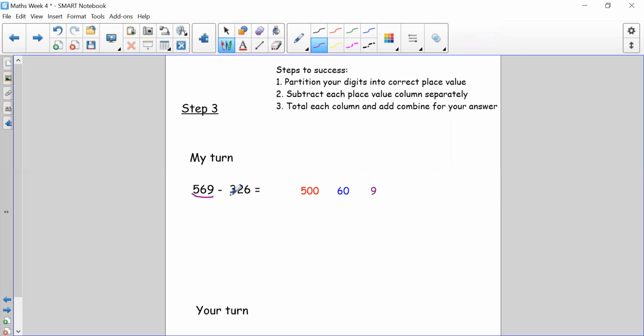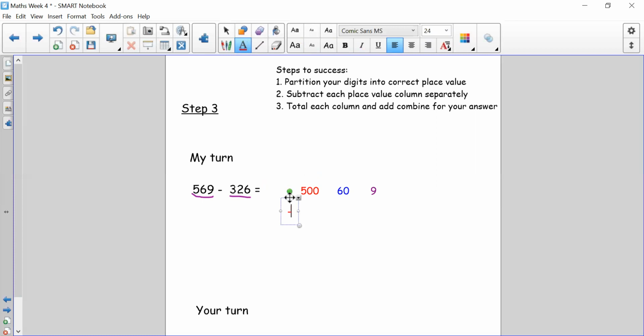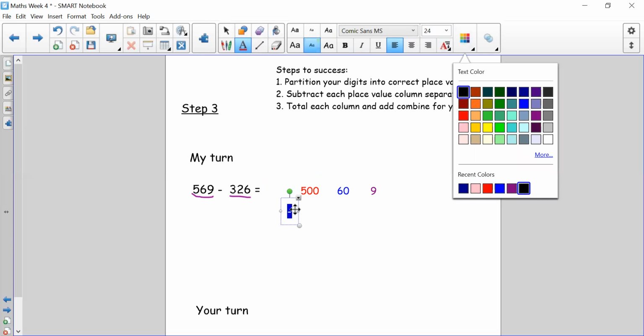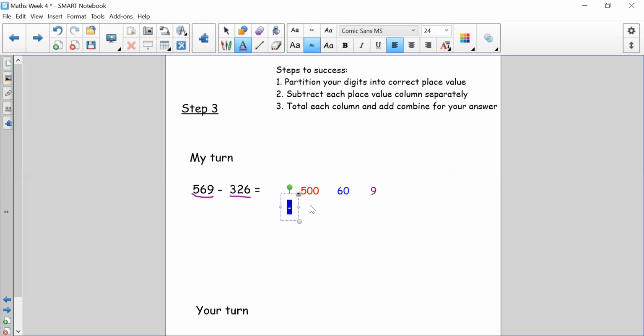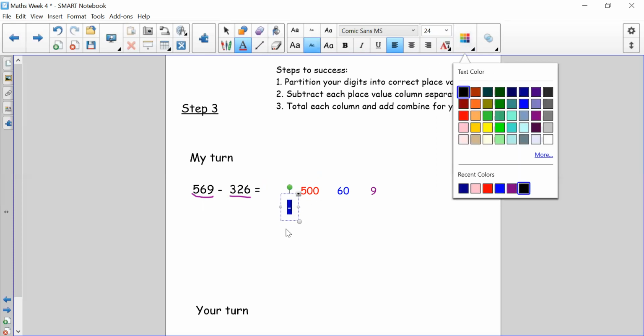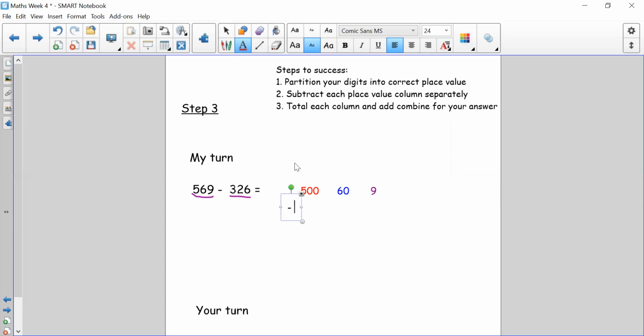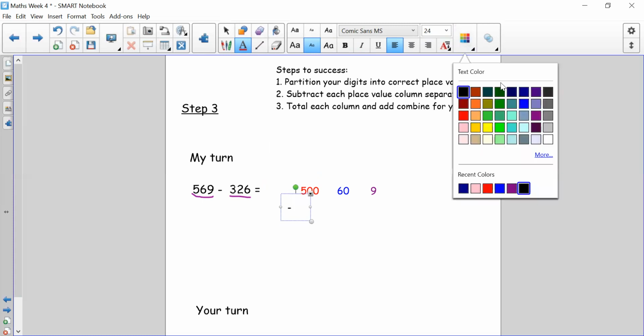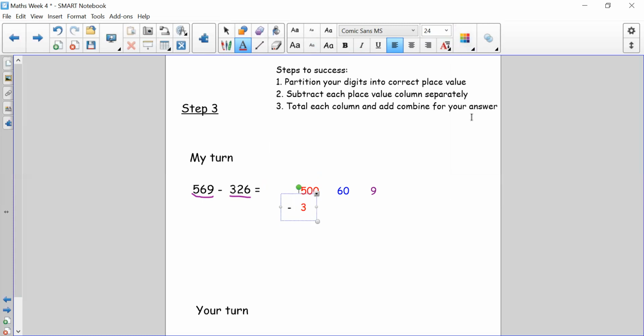Now we need to take away 326. So I need to partition 326. Exactly as I did before, I'm going to put my subtract sign in there. Let's change that to different colors so we don't get confused. Now I have a 3-digit number, so I need to make sure that I'm writing all my digits in the correct place value position. So hundreds, 300. Let's put 300 in the hundreds. 20, that means I only have 20 in my tens column.